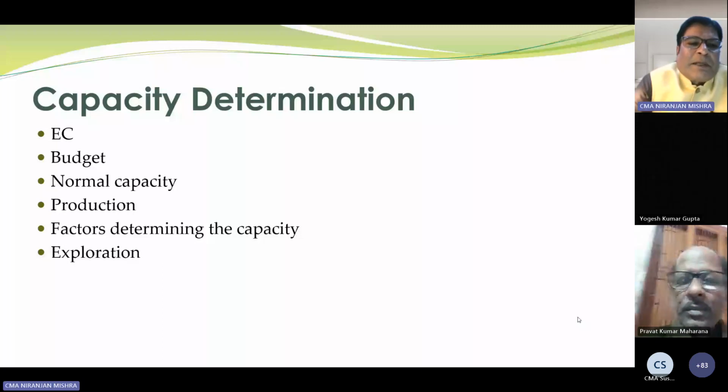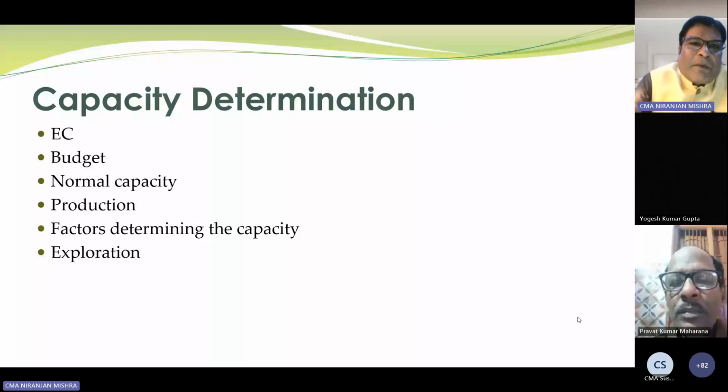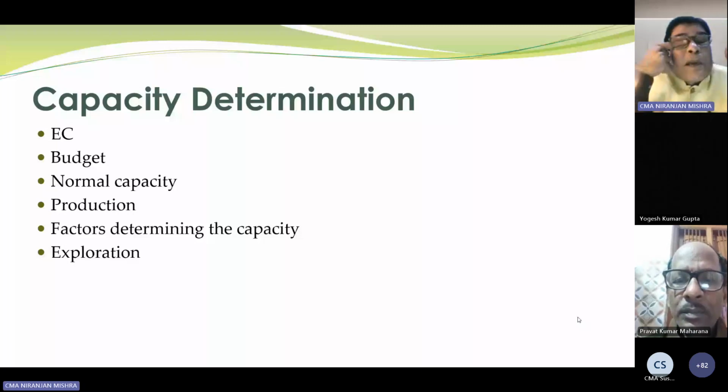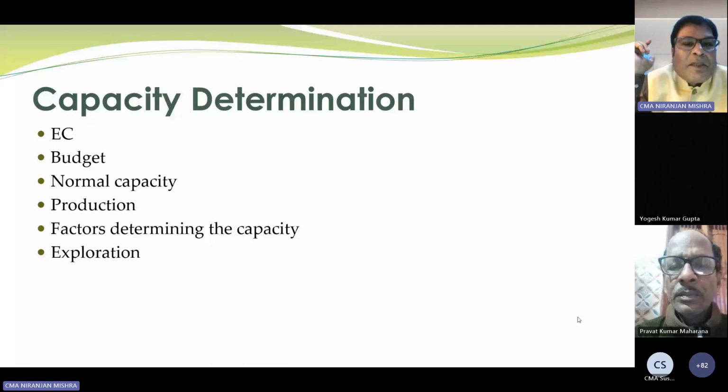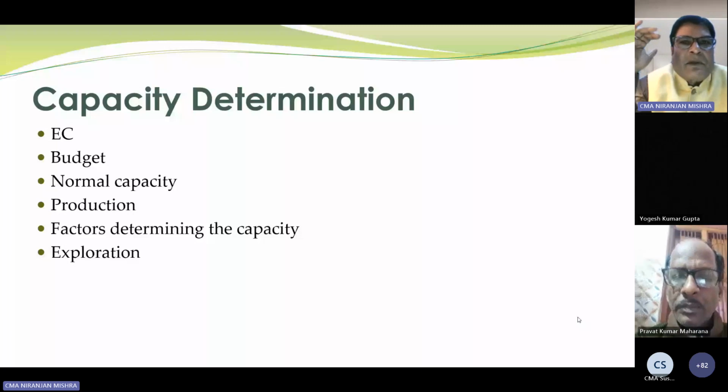Then what are the factors determining capacity? We'll go one by one. First, exploration. This capacity depends on the exploration of the ore. In the ongoing, concurrent, or progressive exploration, if the company finds more and more low grade ore coming out, then they have to fix the normal capacity accordingly. If the production grade is at par with the desired grade as per the mining plan or the EC, then the company also fixes the normal capacity accordingly.